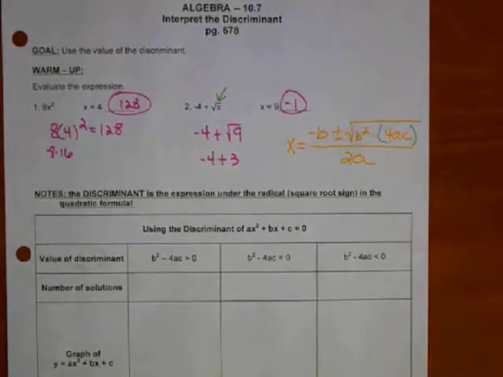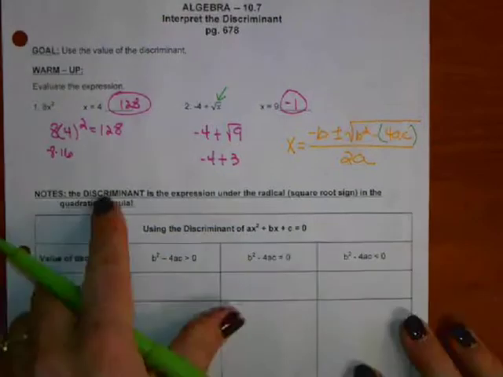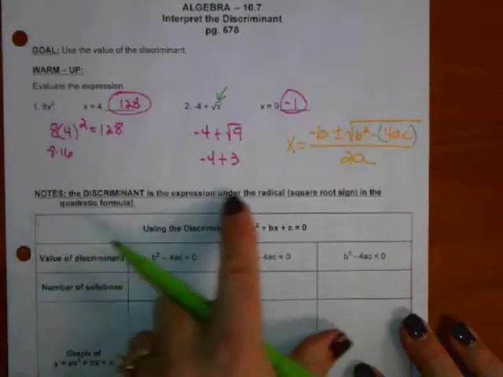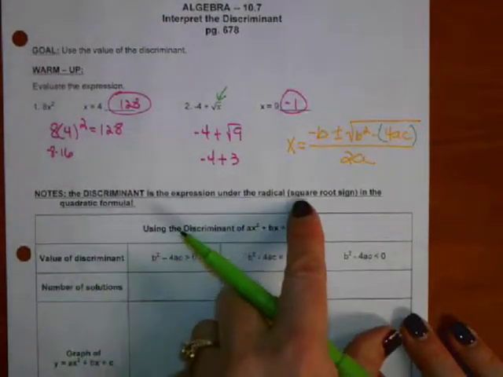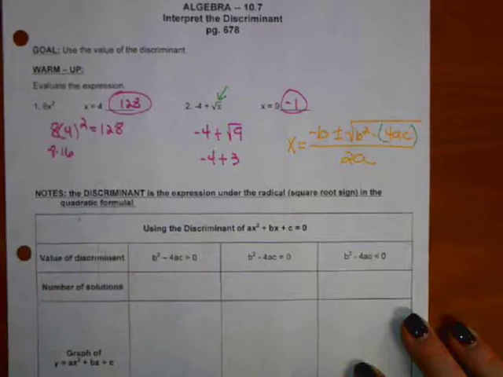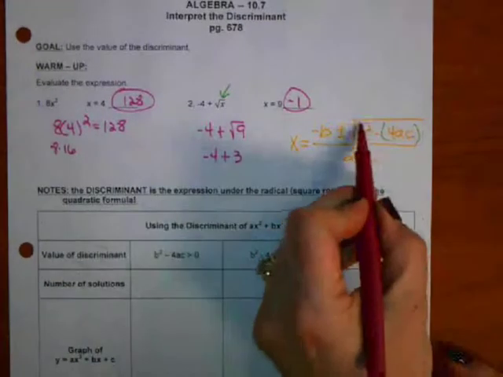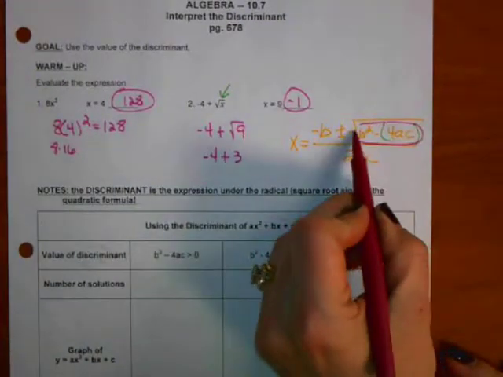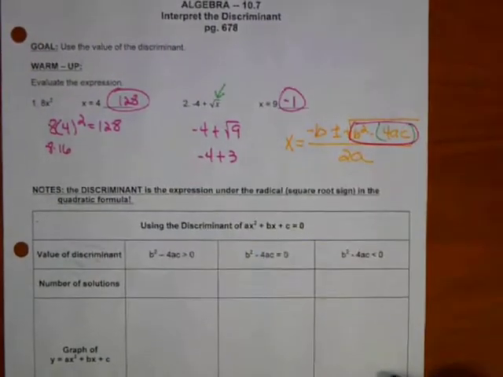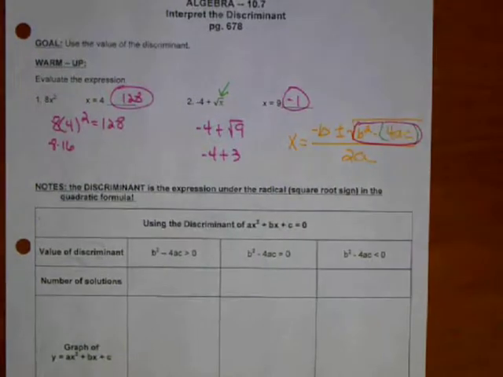Okay? Now today, we're going to talk about the discriminant, which is part of the quadratic formula. The discriminant tells us something. The discriminant is the expression under the radical, the square root sign, in the quadratic formula. So this part right here is the discriminant. Just that, not the square root, just the b squared minus 4ac.